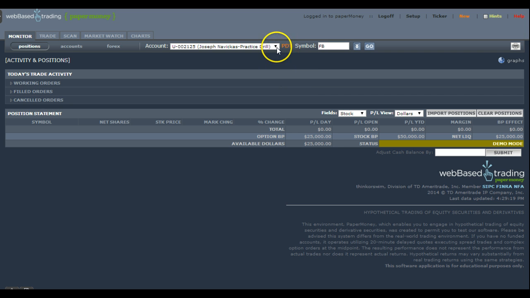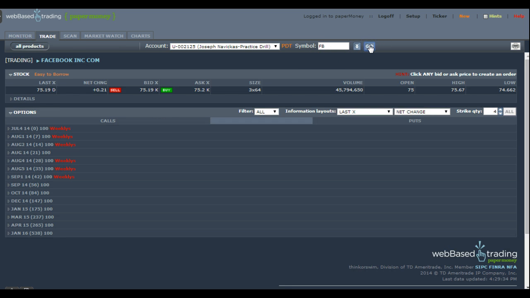So what we have to do is log into our TD Paper Money account and make sure that we're in the right account that we want to trade in. Today I'm going to use Facebook as an example. So I'm going to type in the symbol up here, Facebook, and hit go, and away we go. Right now Facebook's trading at 75.19. Let's say in my charting I found out that I want to be a buyer of Facebook at 75.